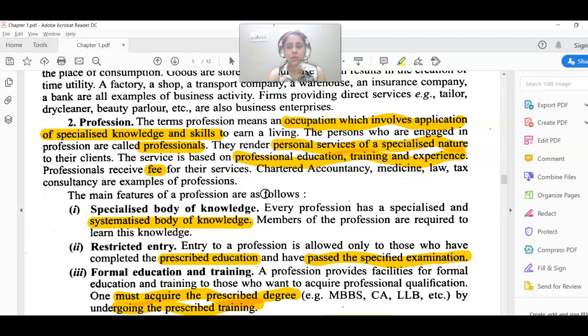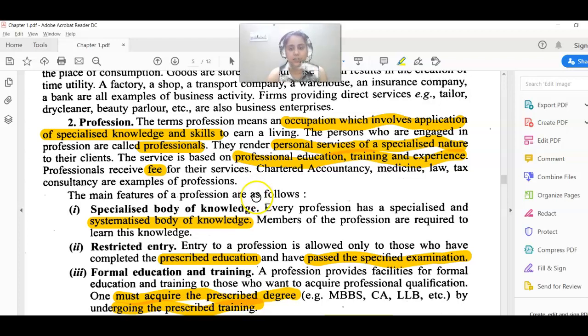So here the objective is not to earn money. They get a fee against the personal services they render, but the motive is not to earn money. They become a member of that institute, they become a doctor, they go through rigorous training and exam, they get a degree, MBBS or CA, and only that particular person can do that service.